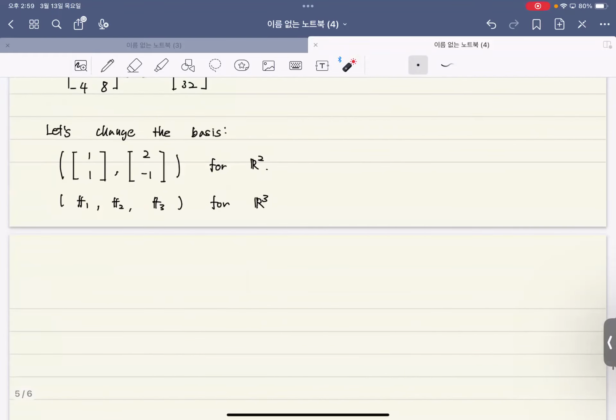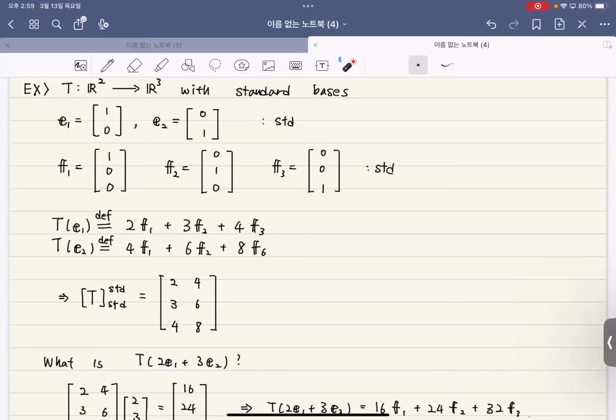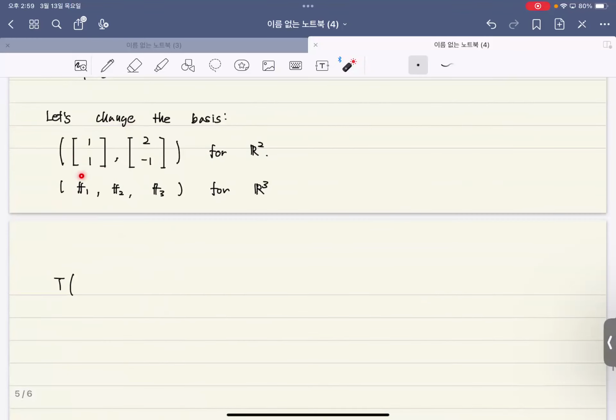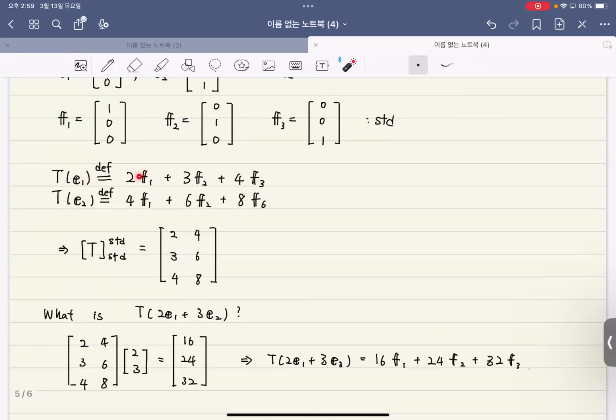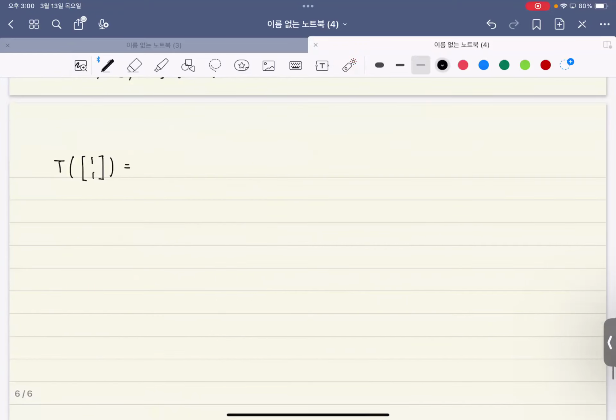Now, if I choose this basis, then let me try to write down the matrix representation of the same linear transformation, but this time with respect to these two bases. Then T11 is, this is what? So T11, 6, 9, 12. Okay, so this is 6, 9, and 12.